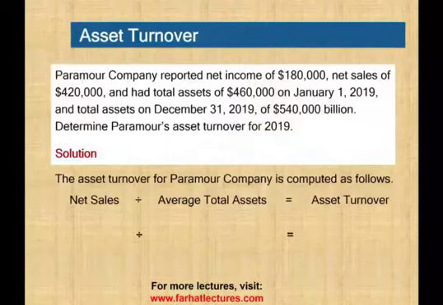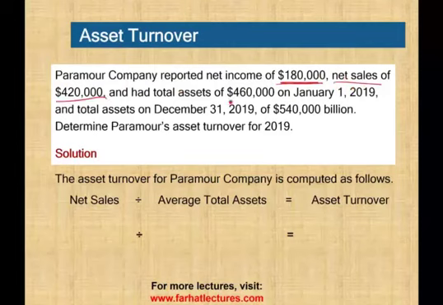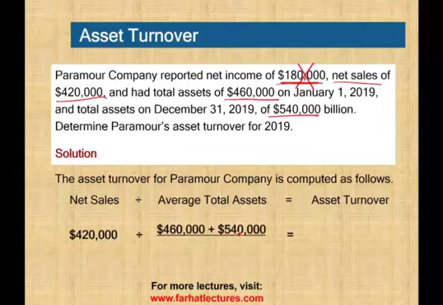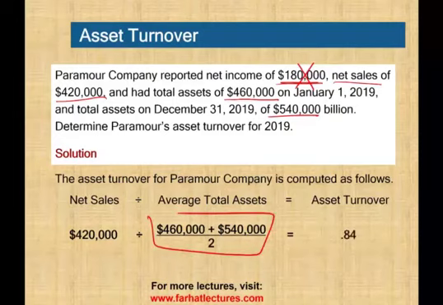Let's take a look at this example. P company reported net income of 180,000, net sales of 420, and total asset January 1st 460, and total asset December 31st 540 million. Compute the asset turnover. Well, guess what? They're trying to confuse you with net income. We don't use net income. We use net sales. So basically net income is for confusion. 420 divided by 460 plus 540 divided by 2, the average. That is going to give us an asset turnover of 0.84, which is very high.